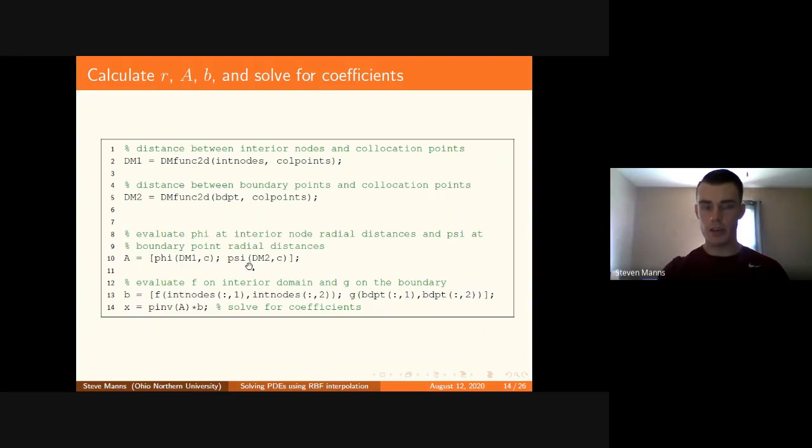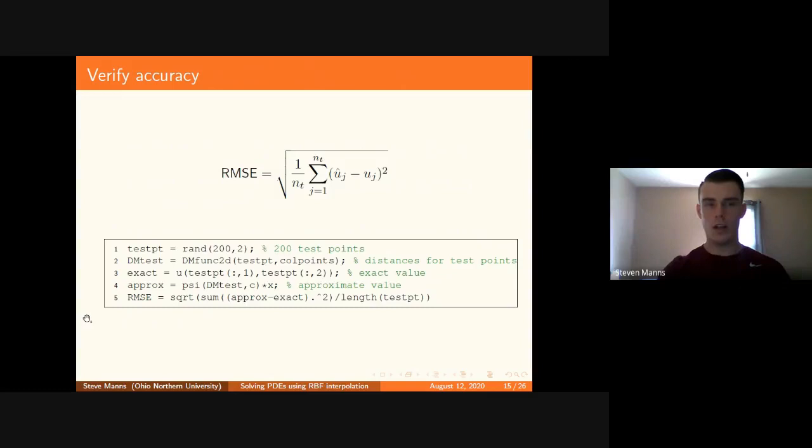Since we're using the Dirichlet boundary condition, in the bottom portion of our matrix we have the particular solution evaluated at boundary distances. In line 13, we form the column vector B using the known functions on the right-hand side of the equation. Lastly, we solve for the unknown coefficients, here using MATLAB's pinv function due to the matrix A being close to singular. Now we have our numerical solution. We just need to see whether or not it's accurate.